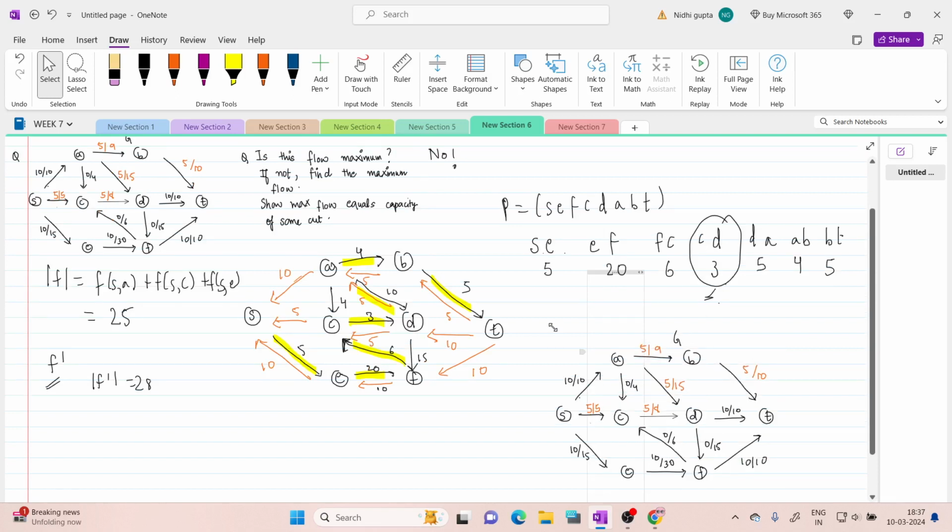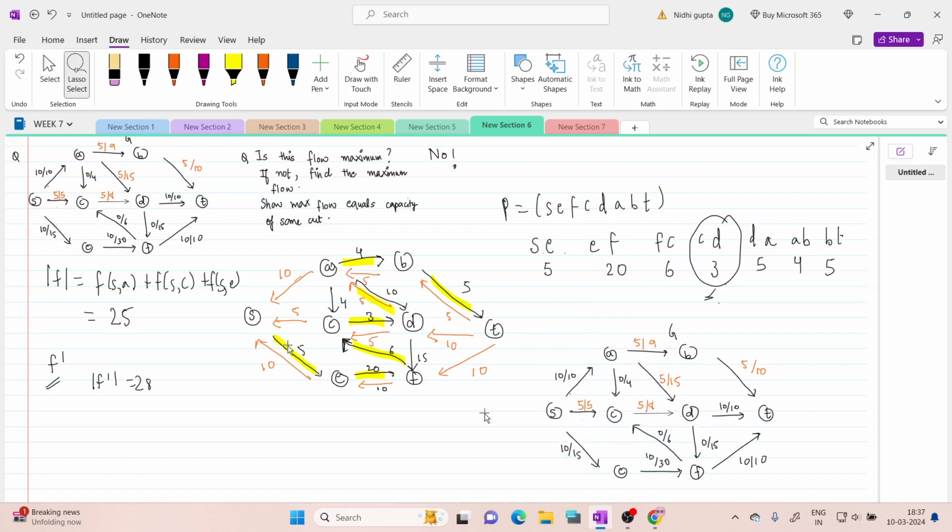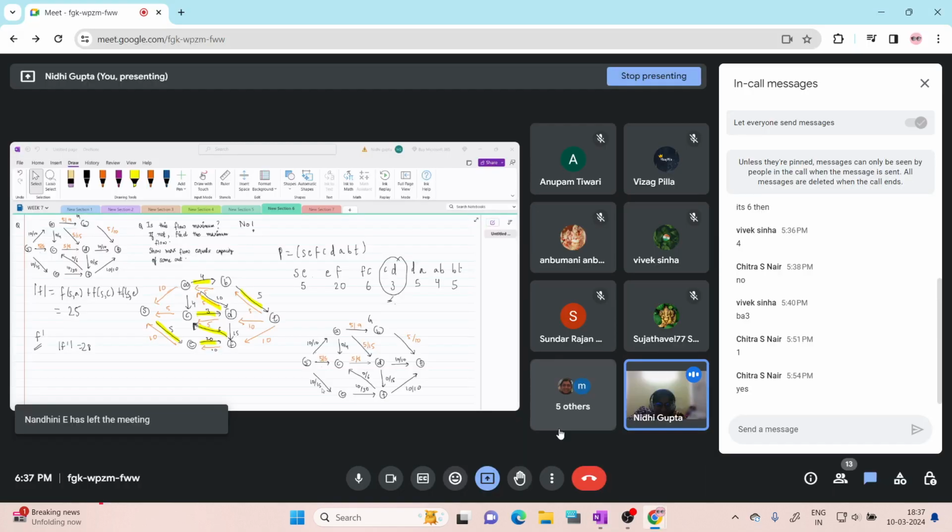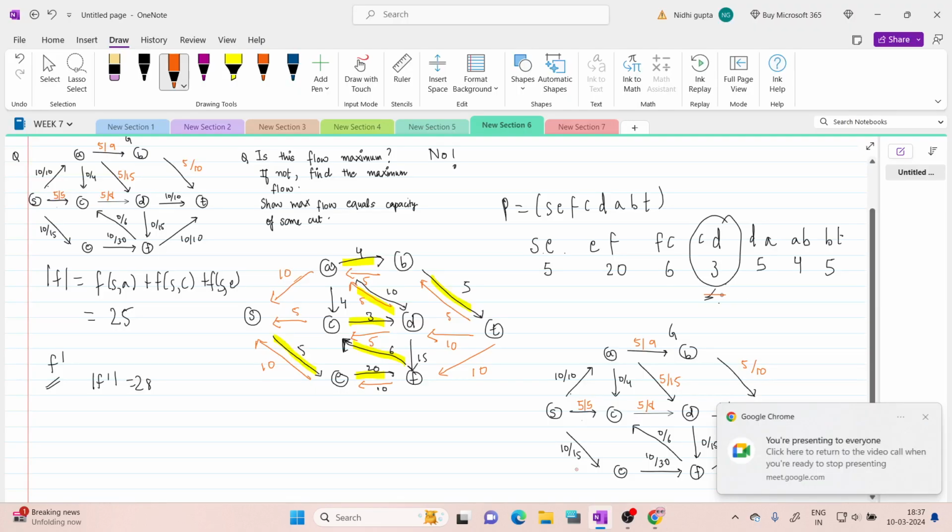So let's find the new f prime. The first edge in the path is SE. What will be the new flow for SE? What will be f prime SE? The path capacity is 3. So what is the new flow SE?